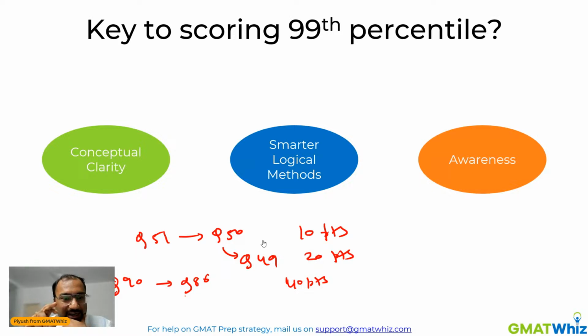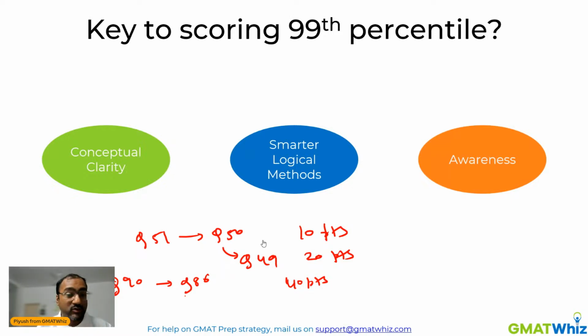Now, what is awareness specifically? Some people understand smarter logical methods, but what is awareness? Awareness is about being aware of the question, the options, everything that is happening around you, and taking different paths in different scenarios, not necessarily the same path always.